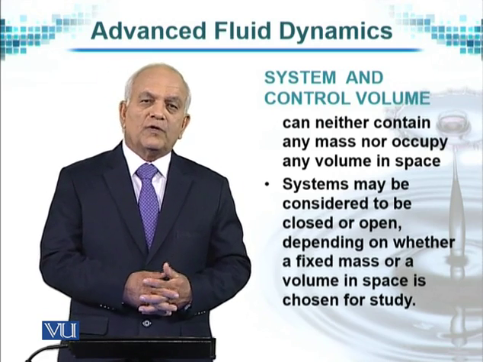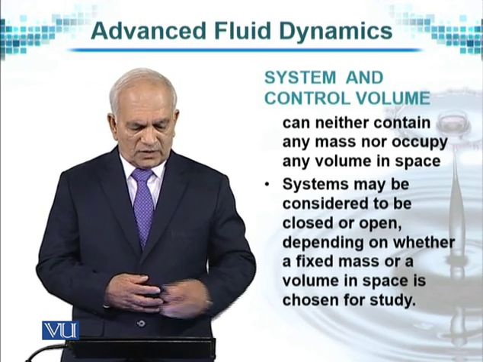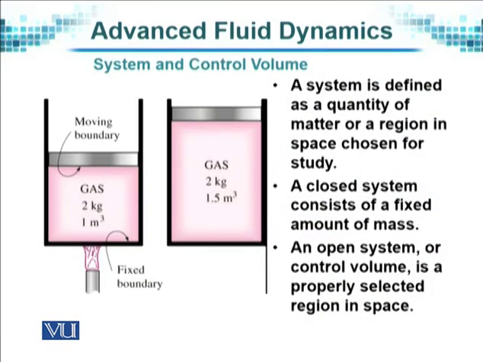Whether you choose the volume or the mass, you choose a certain area that we want to study and analyze. We give a little example here. A system is defined as a quantity of matter or a region in space chosen for study. A closed system consists of a fixed amount of mass. An open system or control volume is a properly selected region in space. You see two pictures here.